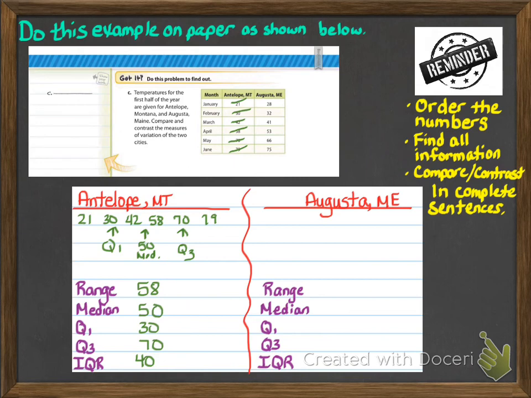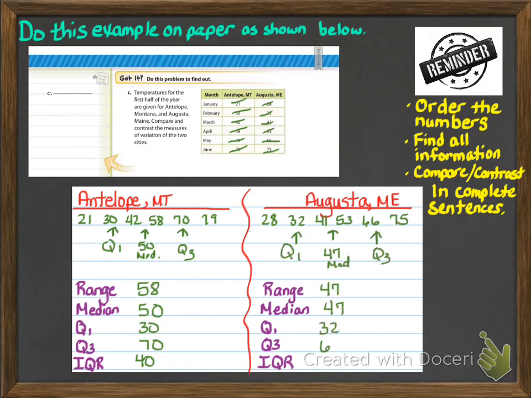So now we did the same thing for Augusta, Maine, and once again, look at me crossing them out as I put them in order, and they already were. I found that my range was 47, my median was also 47, my first quartile was 32, my third quartile was 66, and my interquartile range is 34. So that's the information that you need to have there.